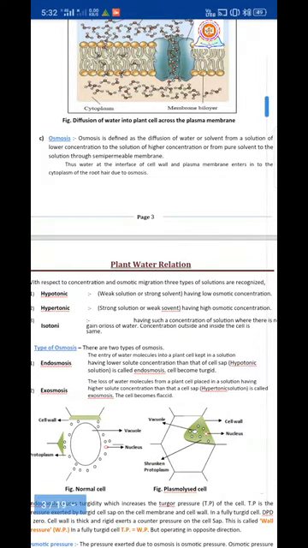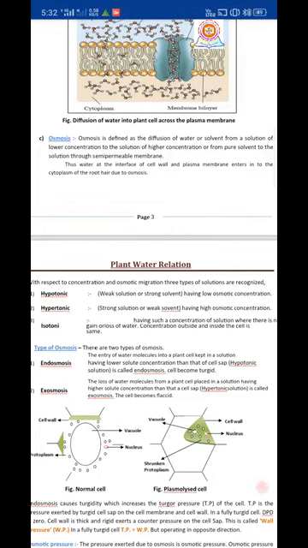What is a hypotonic solution? It is a weak solution or strong solvent, having low osmotic concentration. The solution which has low osmotic concentration is known as a hypotonic solution, and it is a strong solvent. Then the hypertonic solution has high osmotic concentration, and because of the high osmotic concentration it is a weak solvent.